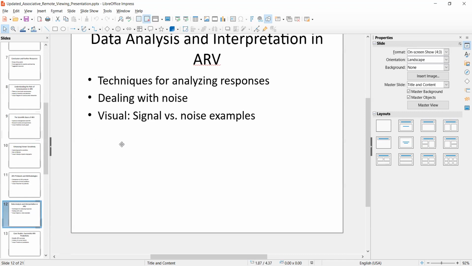Techniques for analyzing responses and dealing with noise, signal versus noise examples. Well, there's always going to be imagination that comes through when you're doing your remote viewing sessions or your TAP remote viewing sessions. And you just have to learn to differentiate that information. Is it real tangible information or is it imagined information? And we deal with noise, we deal with analytical overlay, it's called, or analysis or deductions.